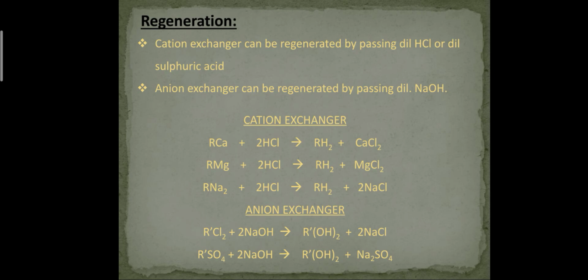Now I am going to explain the regeneration process. We can regenerate the cation exchanger when it is exhausted by passing dilute hydrochloric acid or dilute sulfuric acid through it. They react with the RCa, RMg and RNa2 and produce RH2 and calcium chloride, magnesium chloride and sodium chloride. Thus, again RH2 is retained in the resin. Similarly, when the anion exchanger resin is exhausted, it can be regenerated by passing dilute sodium hydroxide through it. It reacts with RCl2 and RSO4 and produces ROH2 and sodium chloride and sodium sulfate. Thus, ROH2 is again retained in the anion exchange resin.